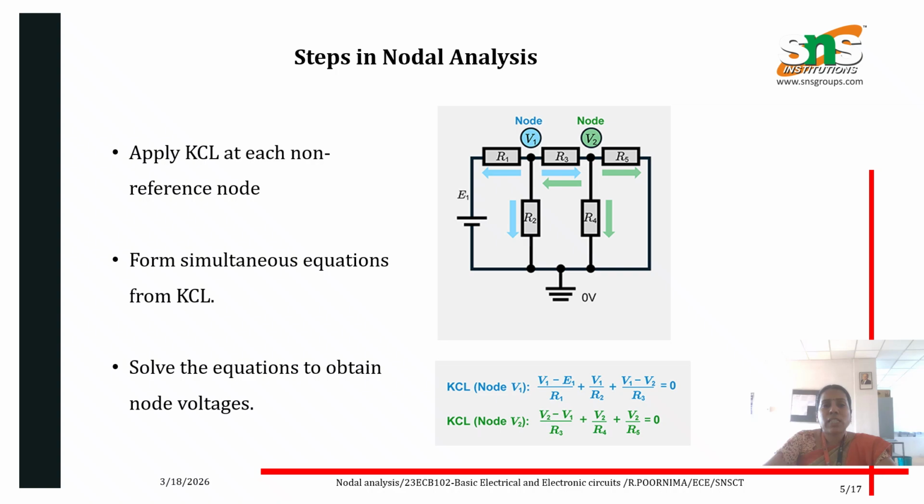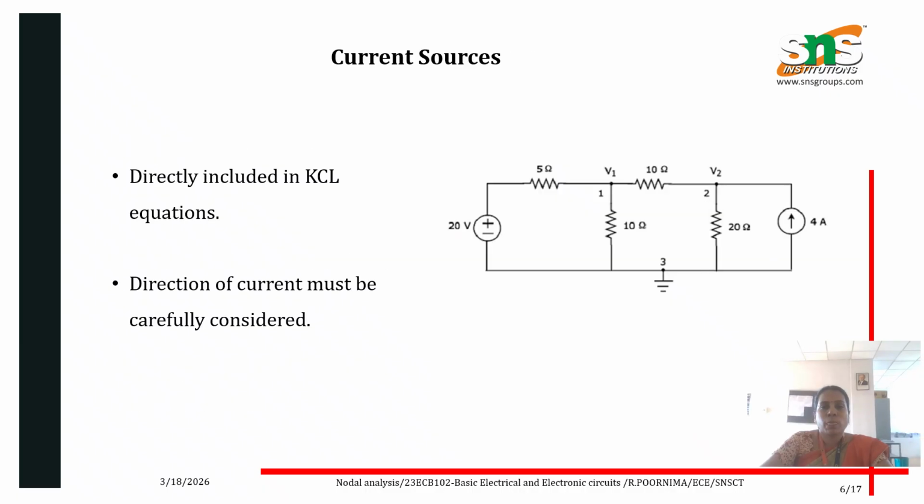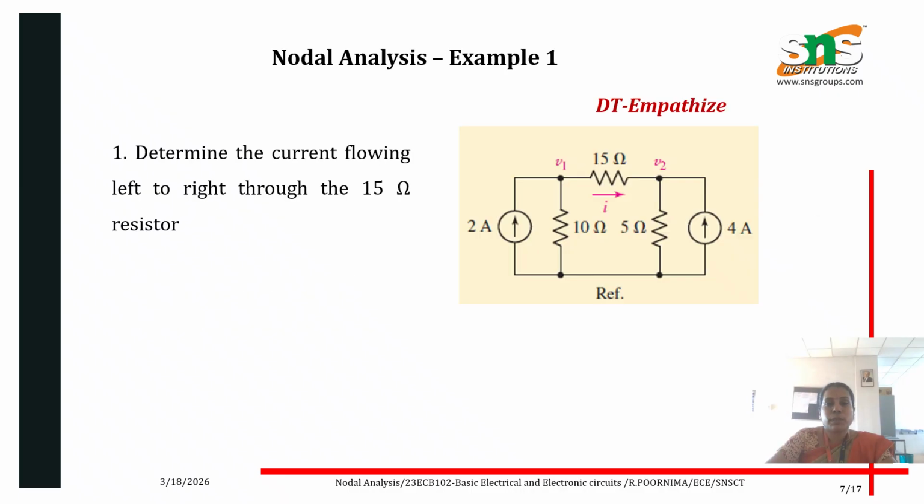And apply KCL at each non-reference node. For V1 and V2, we need to apply KCL and form the simultaneous equations. These two KCL equations can be solved to obtain the node voltages. A given current source can be directly included in the KCL equations, and we need to consider the direction of current while writing the KCL equation.